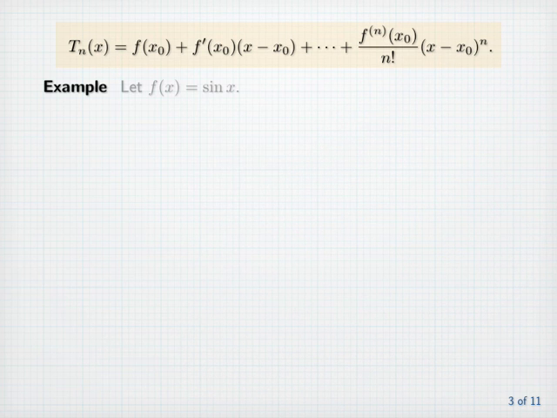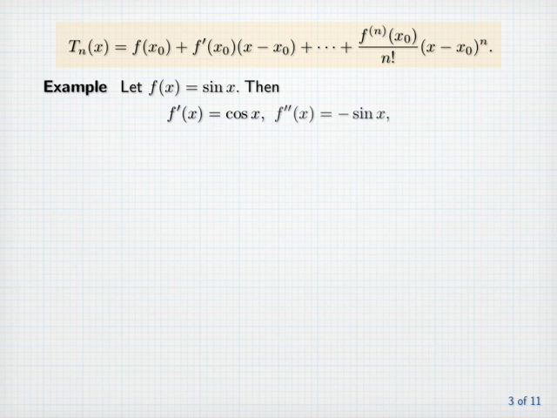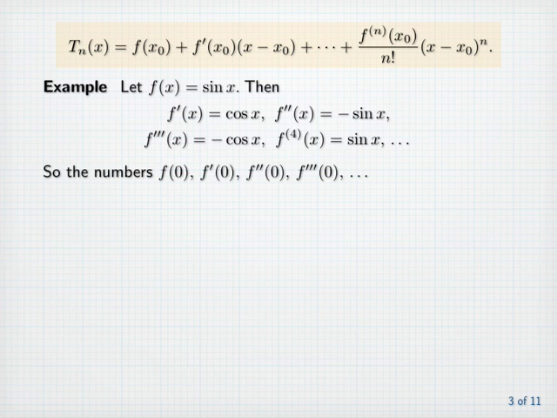Another example. Let f of x equals sine x. Then f prime of x equals cosine x. f double prime of x is minus sine x. f triple prime of x is minus cosine x, and the fourth derivative is sine x, and thereafter we cycle through the same four functions. So the numbers f of 0, f prime of 0, f double prime of 0, and so on are 0, 1, 0, minus 1, 0, 1, 0, minus 1, and so on.